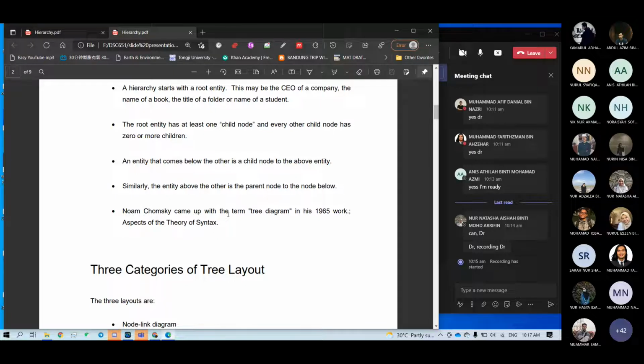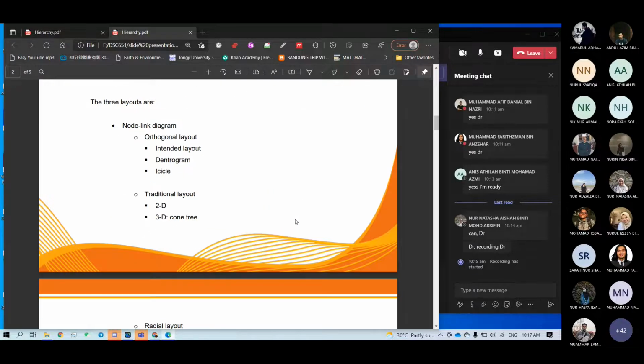So for those who study data structure, you will realize that they are also very specific about these terms. The one that is above it is a parent. So regardless of what level you are, the one that is above you is always your parent. But in this class, we take it general only.